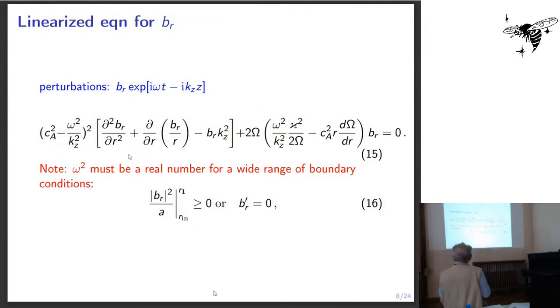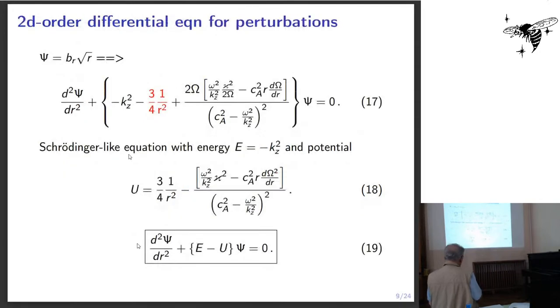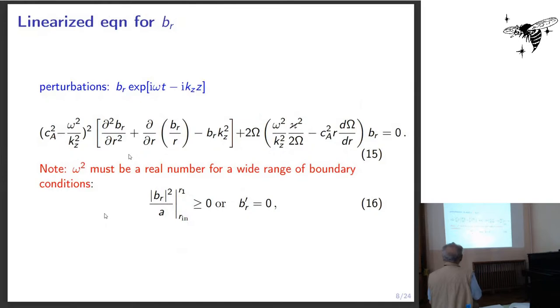And after that, in the end, we receive the linearized equation for B_r, where B_r is the radial magnetic field, and we have an equation of the second order. And omega square is the frequency of perturbation, and omega square must be a real number for a wide range of boundary conditions.